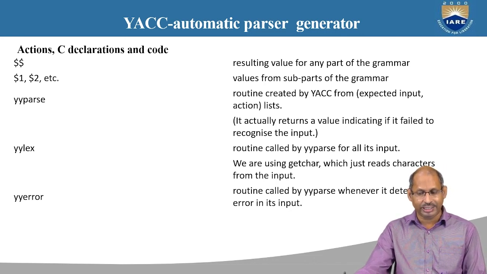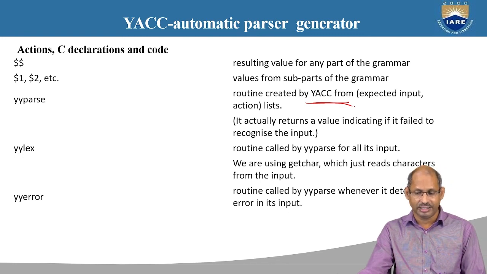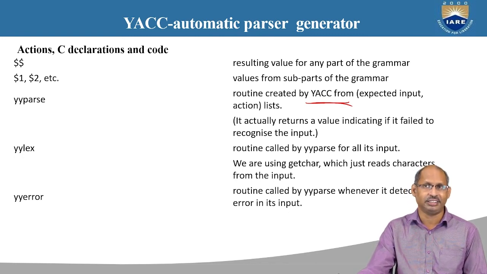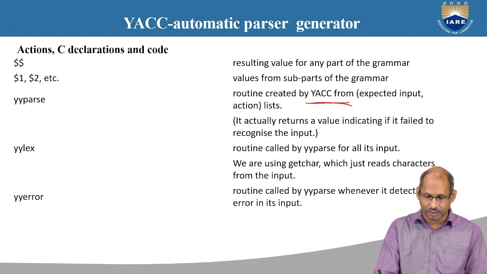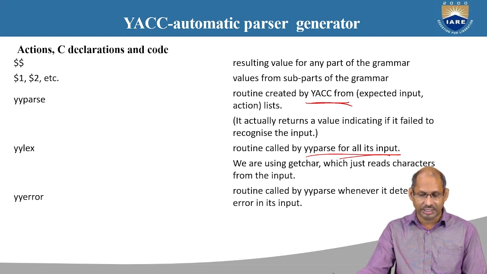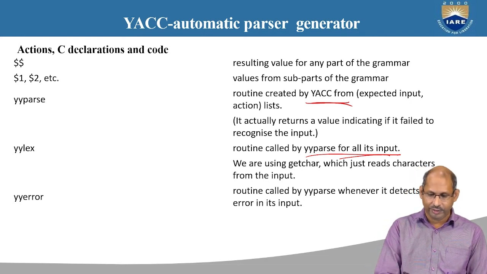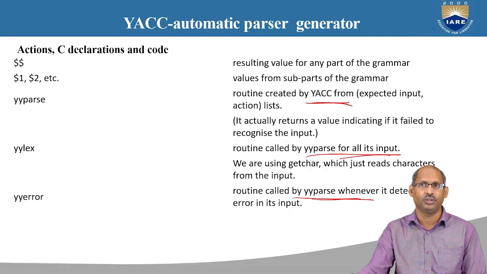yyparse is a routine created by yacc, another compiler, from the list of expected inputs and actions. Here, this routine calls yylex for all inputs. We are using getchar, which just reads the characters from the input file. yyerror is a routine called by our yyparse whenever it detects an error in its input, right?